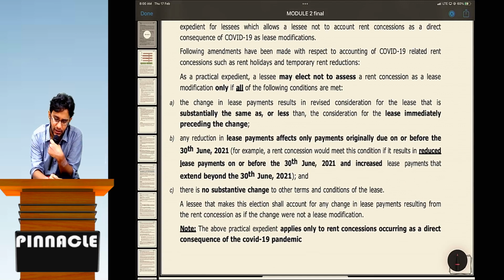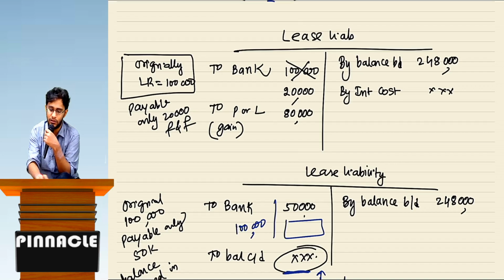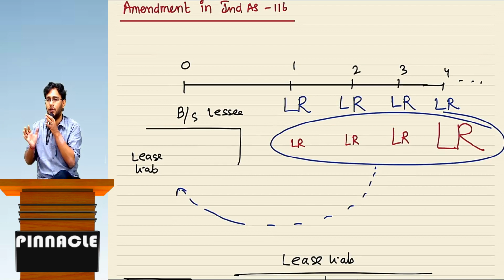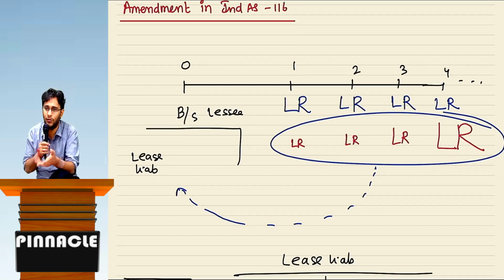The change in the lease payments results in revised consideration for the lease that is substantially the same as or less than the consideration for the lease immediately preceding the change. What he is trying to say is, the new lease rents, you converted the original lease rents into these modified lease rents. A total modified lease rent should not be higher than the original lease rent. If it is higher than the original lease rent, where is the benefit there?